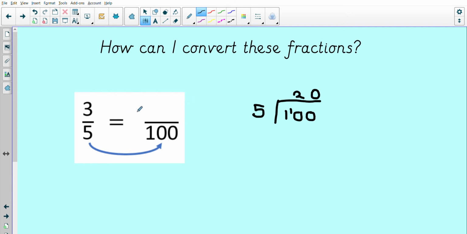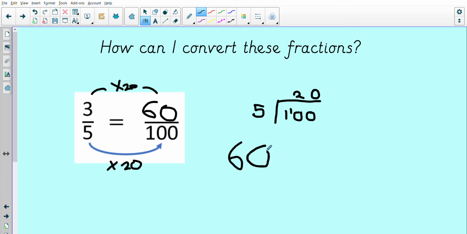So 3/5 equals, multiply by 20, I have to do the same to my top number. What's it going to be? 3 times 20 is 60 out of 100. So 3/5 is 60 out of 100. Now I can do that as a percentage. It's 60%. And if I wanted to write it as a decimal as well, it'd be 0.6.